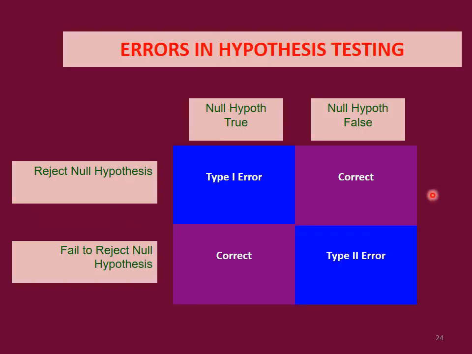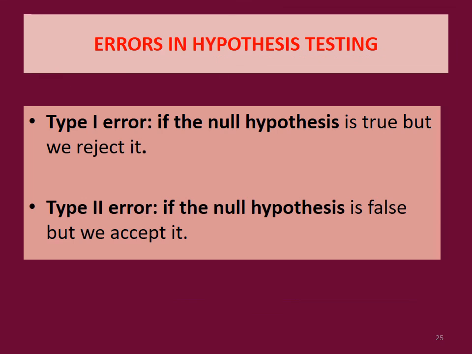We'll see here how we can get the type 2 error. Actually, the null hypothesis is true. If the null hypothesis is true, we need to accept it. That is correct. But what is happening in type 2 error? The null hypothesis is false, but we accept it. We fail to reject the null hypothesis. That means we accept the null hypothesis. That is the type 2 error, or it is called what? Beta error.